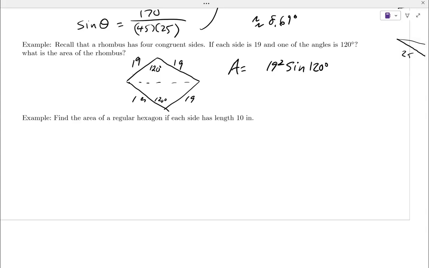They're 2 identical triangles, 2 congruent triangles. So you'd have 2 times the half. The 19 squared comes from the fact that the 2 sides are the same. Right? What would be the reference angle for 120?